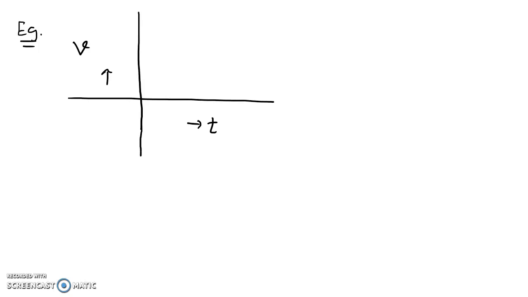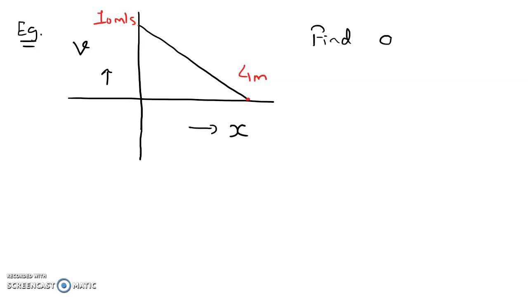Okay, let's make it more tough or thought-provoking. V versus X, and it is a straight line. So you can see that velocity is decreasing. I name these points, label. This is 10 meter per second, and say for example this is 4 meter. So what is the question? Question is, you need to find acceleration at X equal to 1 meter.